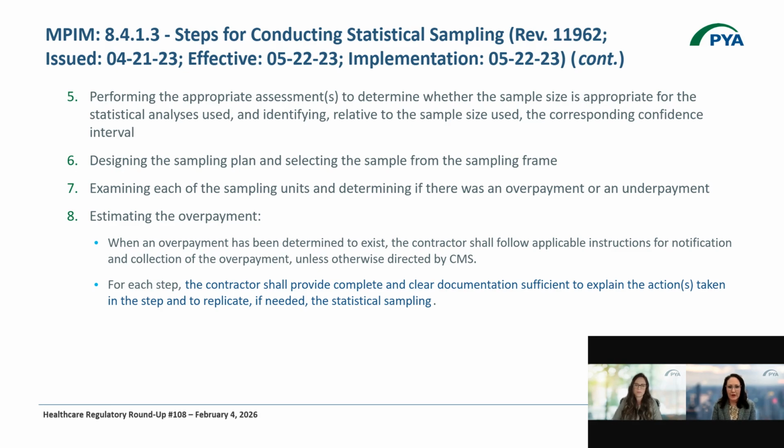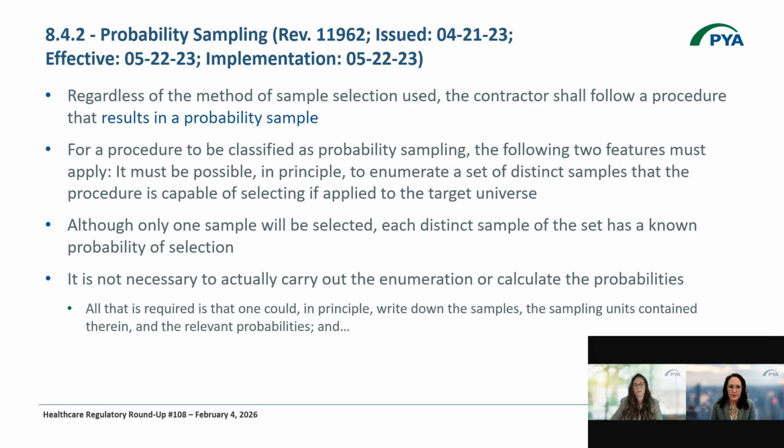And then this blue part here at the end, the contractor shall provide complete and clear documentation sufficient to explain the actions taken in the step and to replicate, if needed, the statistical sampling. This is where that replication comes into play. So we have to be able to replicate this review. So knowing which report you pulled, what the parameters were, what the date range was, what codes you're reviewing, what providers you're reviewing, if you're reviewing all the claims from those providers or just certain claims, and whether there's a break off and why you're taking those off and that kind of thing. All of that matters and has to be documented.